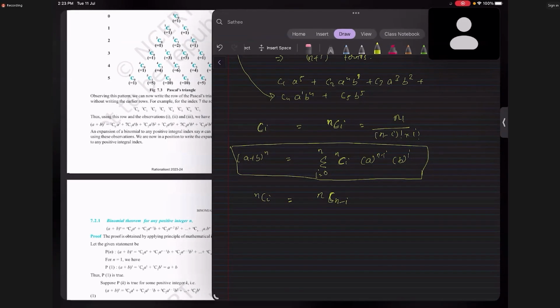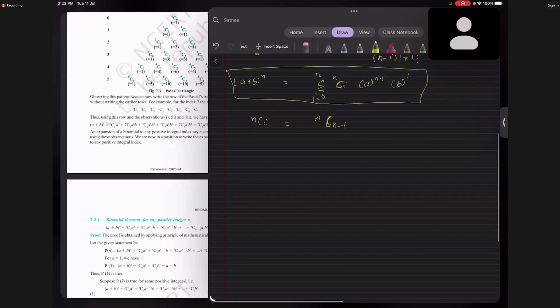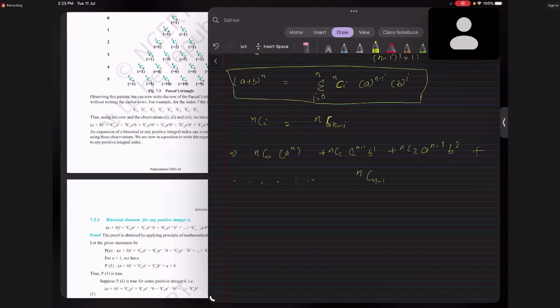One thing special to notice is that if we expand this formula, it will be something like nC0 a to the power n, plus nC1 a to the power n minus 1 b to the power 1, plus nC2 a to the power n minus 2 b to the power 2, plus and so on. This will end with nC(n minus 1) a b to the power n minus 1, plus nCn a to the power 0 b to the power n.